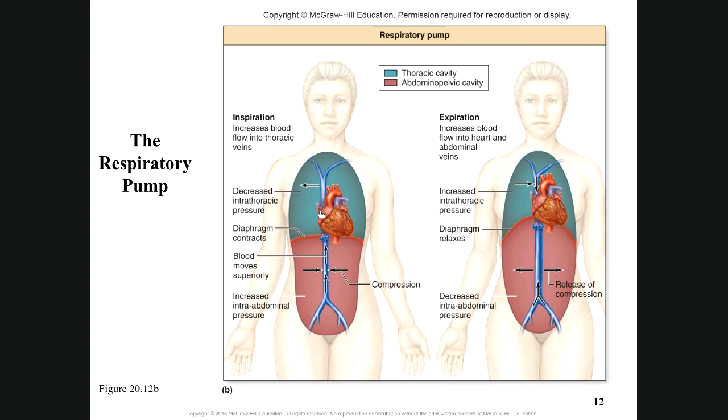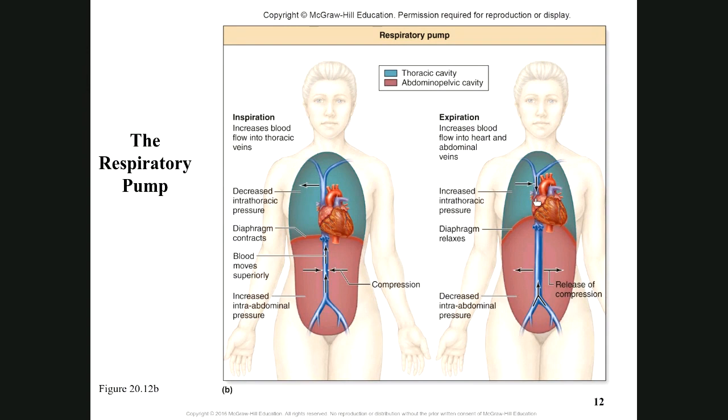And what happens during expiration? When we are doing expiration, as you see here, the diaphragm goes up. First, we have relaxation of the abdominal wall and release of compression on the inferior vena cava. The cavity of our thoracic cage decreases, the pressure here increases, and this increased pressure helps the blood to go to our heart. And this is the meaning of venous return.